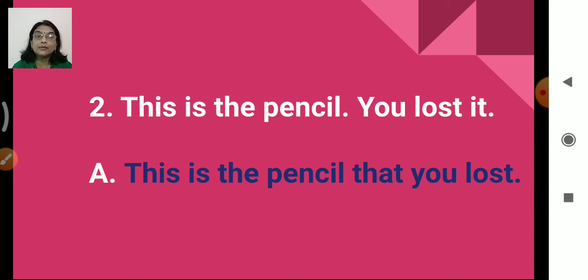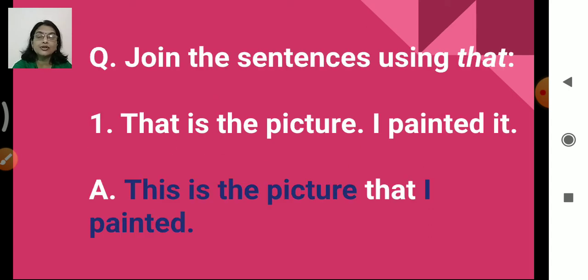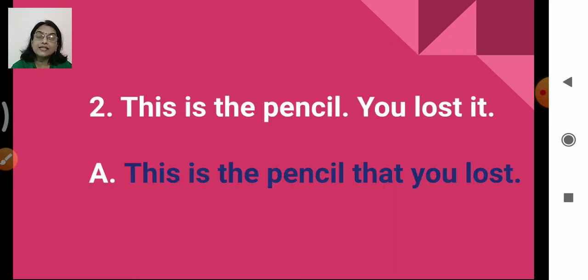It is removed. Followed? You can see here in the first sentence also. That is the picture I painted. We have removed it, okay? Because we have used that here, so no need of writing it again here. Because the work of it is done by one word, and that is "that". So this is the picture that I painted, and this is the pencil that you lost.